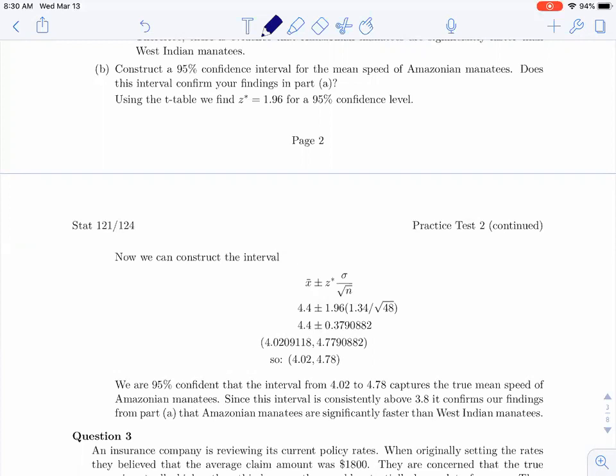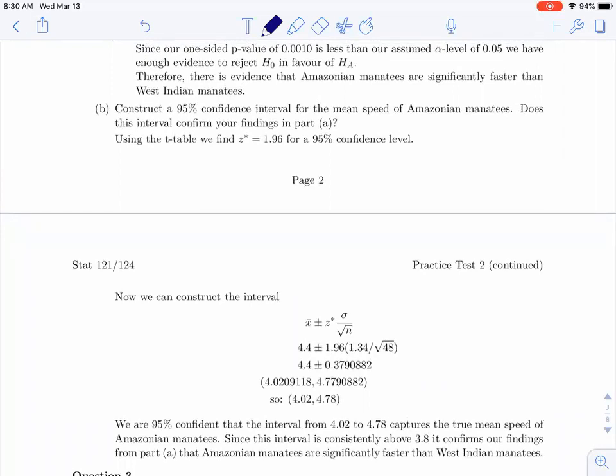So we have X bar. X bar for Amazonian manatees is 4.4. And we need Z star for a 95% confidence interval. We know sigma is 1.34 and we know N, we took 48 Amazonian manatees. And so we just need to find Z star.